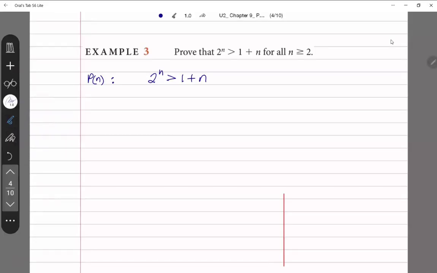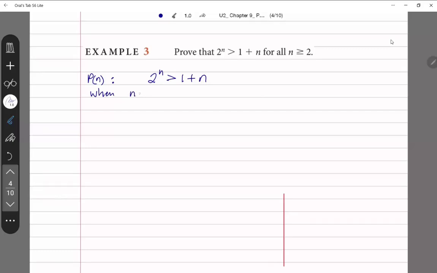All right, so example 3 is asking us to prove that 2 to the nth power is greater than 1 plus n for all n greater than or equal to 2. So the first thing is I would write the statement that Pn is the statement 2 to the n is greater than 1 plus n.